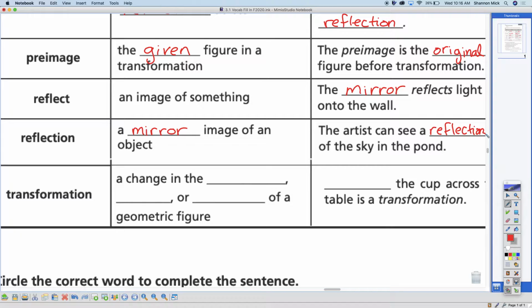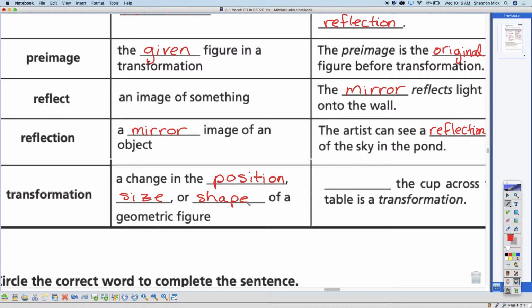Well, form would be shape and size. Well, it's size and shape, but the first one is position. Isn't roughness the same as texture? Okay, but a transformation wouldn't change its texture. A change in position, size, or shape. Now, technically, it doesn't matter which order I put those in, correct? It could be in any order. Of a geometric figure.